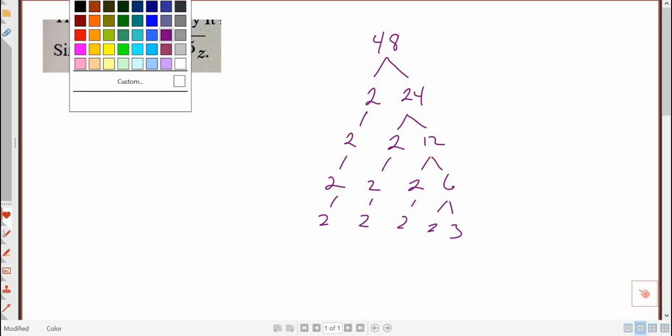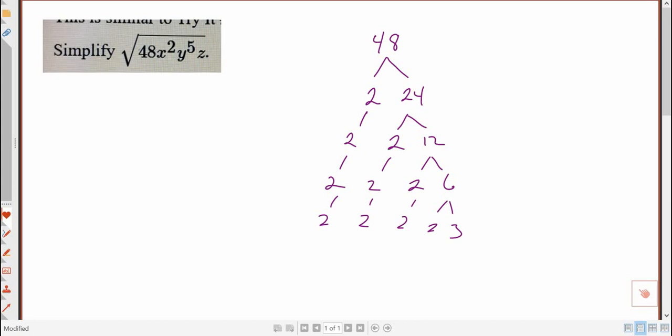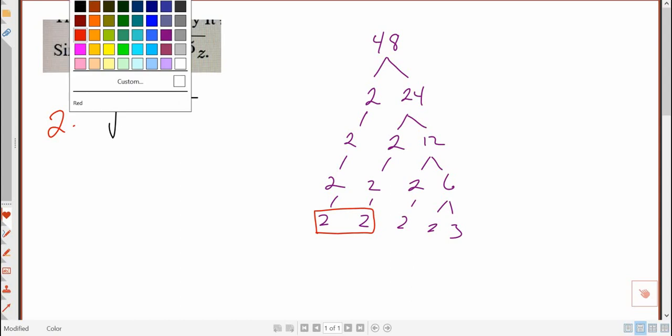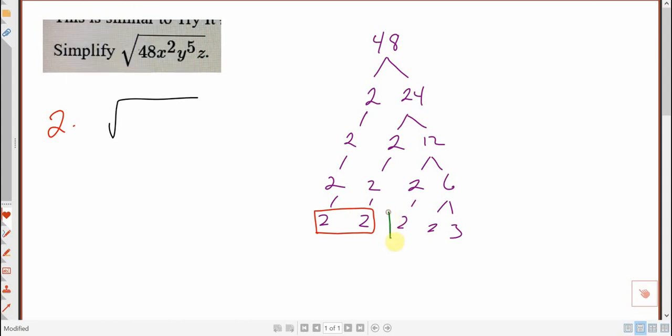So once you get this factored, that's actually the hard part. What you're looking for are pairs, okay? And for every pair that you see, that's going to correspond to one copy on the outside of the radical. So I have a pair of 2's. That means if I have this square root, I'm going to have a 2 on the outside of the radical. And then there is another pair of 2's, so I'm going to have another 2.